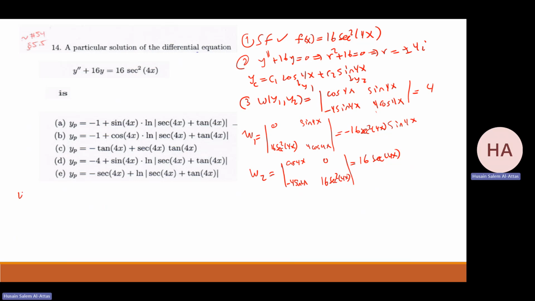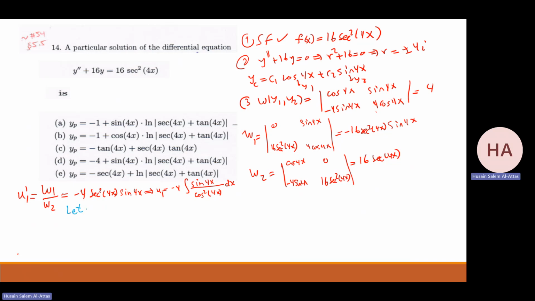Okay. Now I have u1 prime. That will be W1 over W. That gives me what? W1, that will be minus 16 secant squared 4x sine 4x, over 4. So u1 is the integral of minus 4 times the integral. Yeah. This is sine 4x over cosine squared 4x dx.